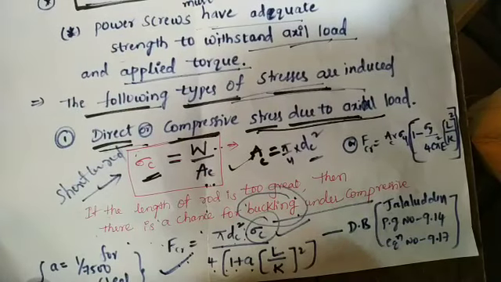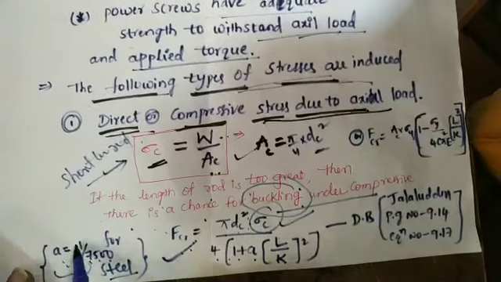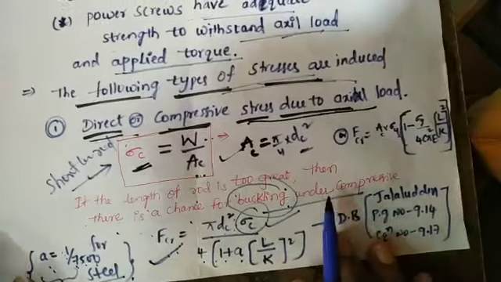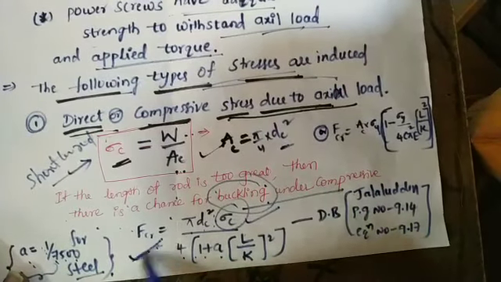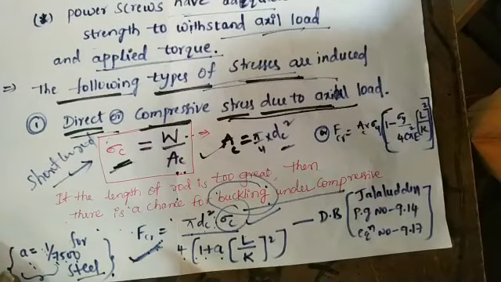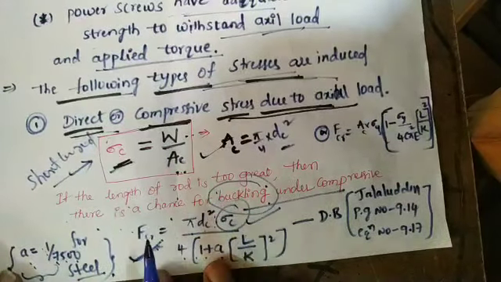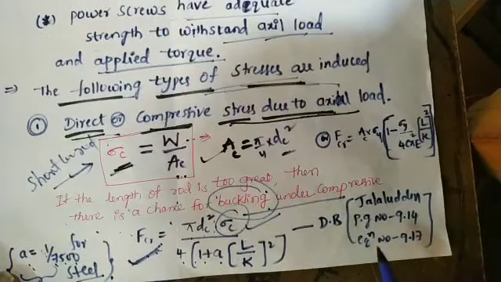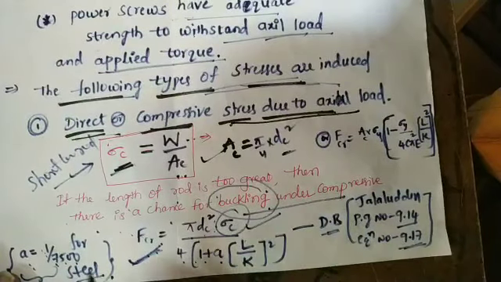Here A is a constant, A equal to 1 by 7500 for steel. This A value depends upon the material. The next one is the FCR formula, and then the sigma C formula. These two formulas are given in the data book. Jalaluddin data book, page number 9.14, equation 9.17.